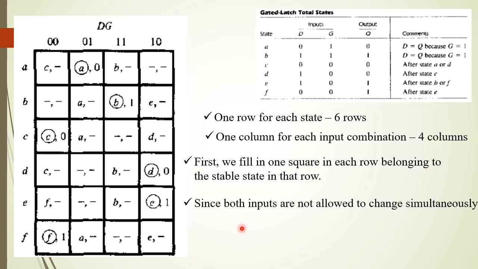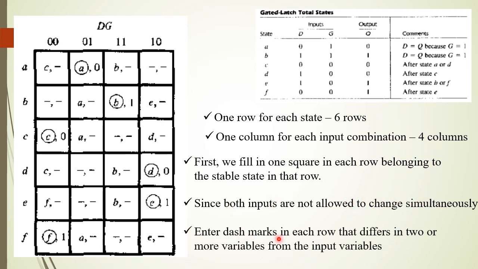Next, we are going to enter the condition. That is, we know that both the inputs are not allowed to change simultaneously. So we will enter dash mark in each row that differs in 2 or more variables from the input variable. That is, A is 0, 1. So the combination that cannot happen is 1, 0. So from A, it cannot change to 1, 0. So put a dash over here, and so output also dash. So double dash separated by a comma.